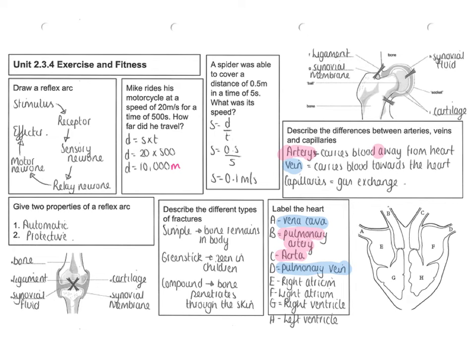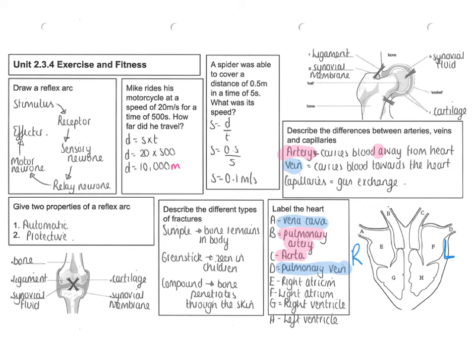And then the right atrium is E, because remember, right is left and left is right for the heart. Okay, it's the opposite. So F is our left atrium, G is our right ventricle, and H is our left ventricle. Describe the different types of fractures.